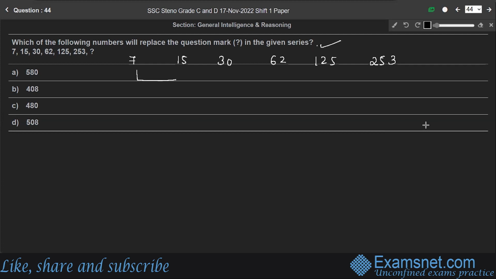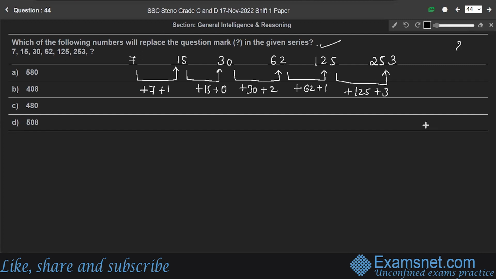So here first and second numbers are related as add the same number: first number 7 plus the same number, plus 1 gives the second number, right? And second number plus the same number, which is 15, plus 0 gives 30, right? Next, 30 plus the same number plus 2 gives 62, right? And 62 plus the same number plus 1 gives 125. And 125 plus the same number 125 is 250 plus 3 gives 253, the last number, right?